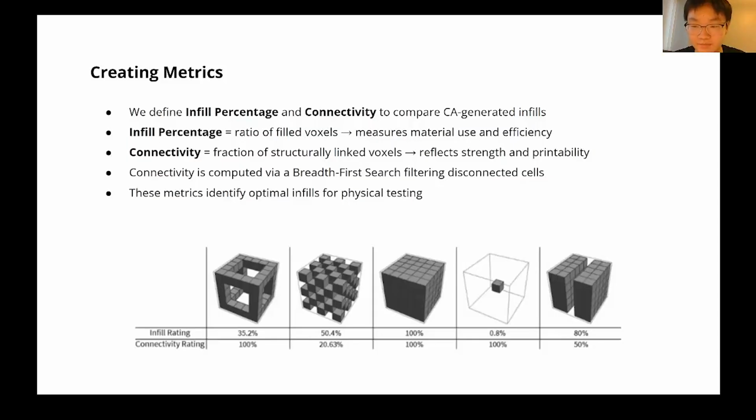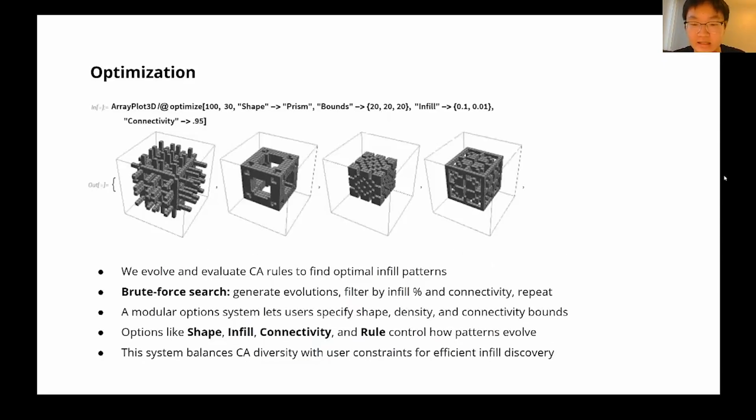And the rest of them either may have more material or lower connectivity, meaning wasted plastic or weak bridges. So this matrix helps us to pick which infills are physically worth printing and testing. Yeah, next slide.